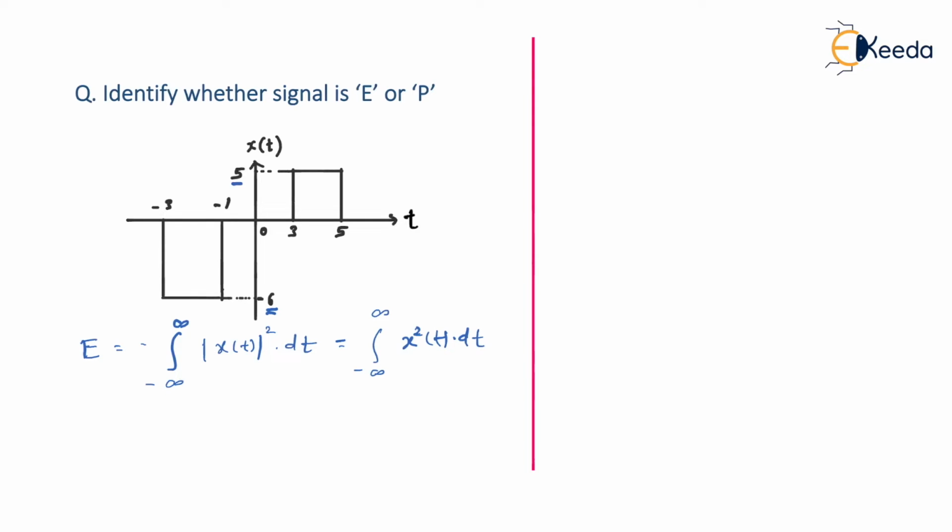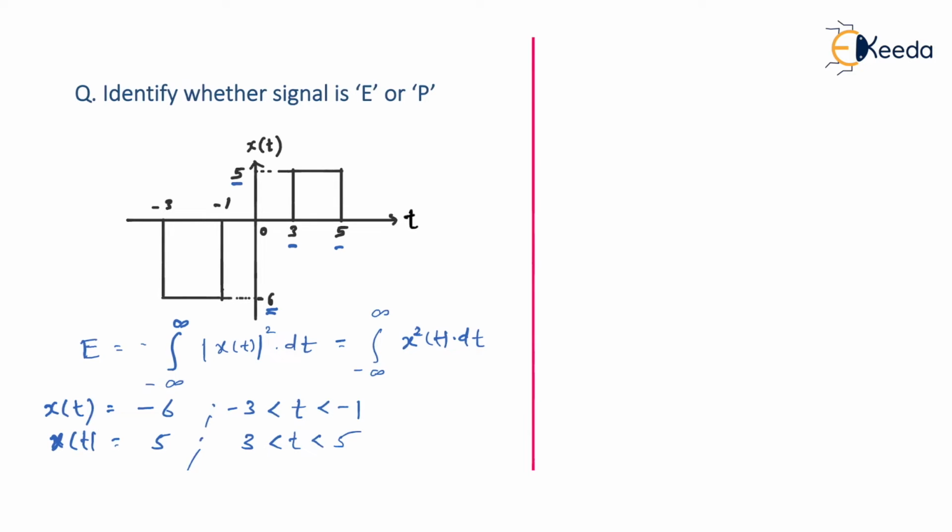We know that even though we are integrating over minus infinity to infinity, x of t does not exist from minus infinity to plus infinity. In fact, if you observe this, from minus 3 to minus 1, x of t value is minus 6, and from 3 to 5 seconds, x of t is positive 5. Let me just note it down. You can say x of t value is minus 6 when t is lying between minus 3 to minus 1. Thereafter, x of t value is equal to positive 5 when t is lying between 3 to 5.